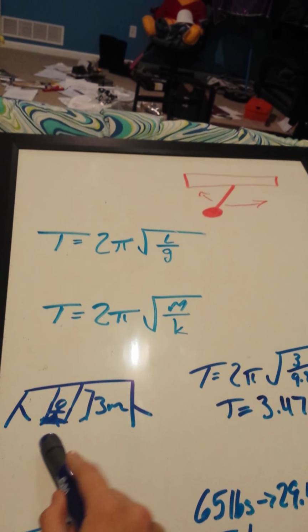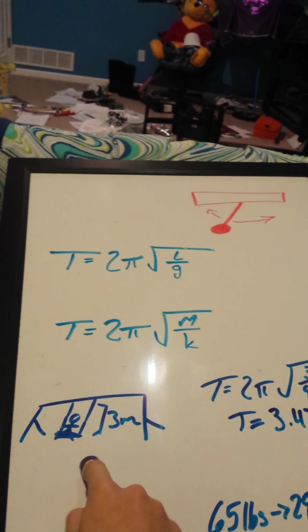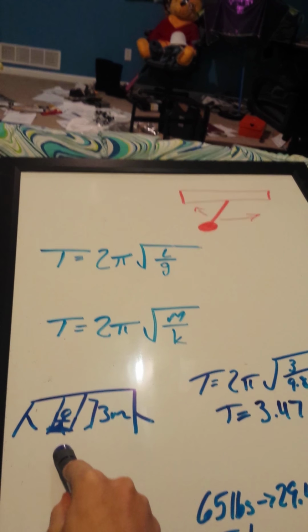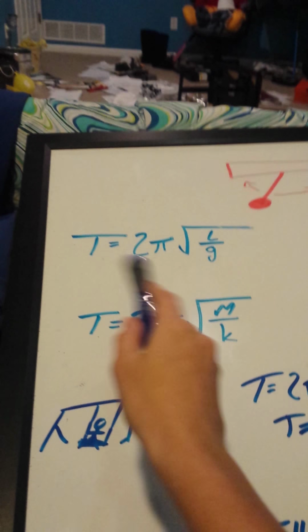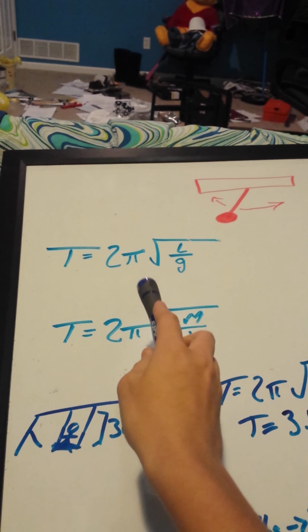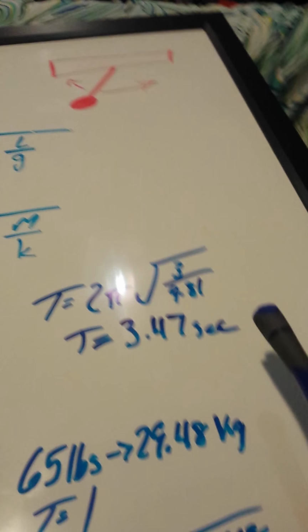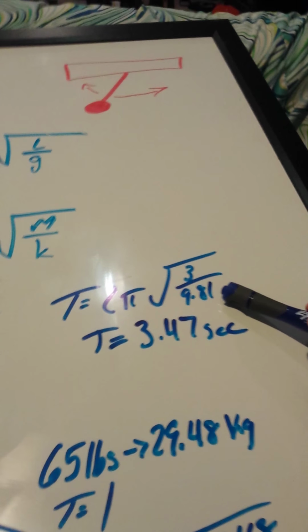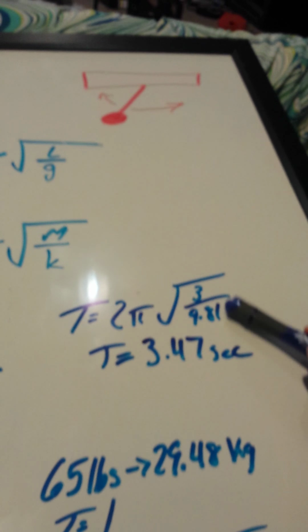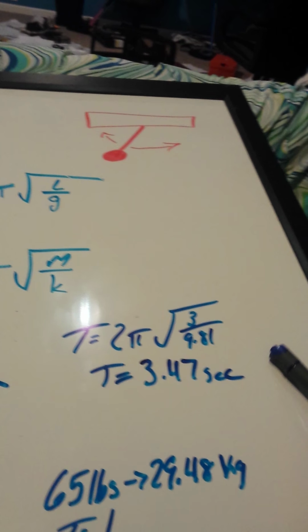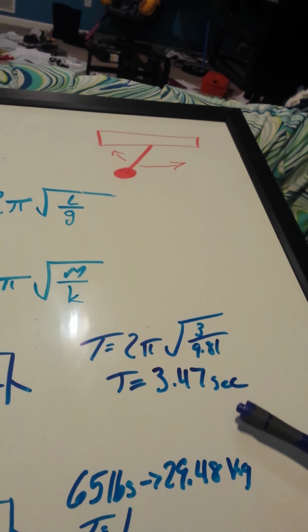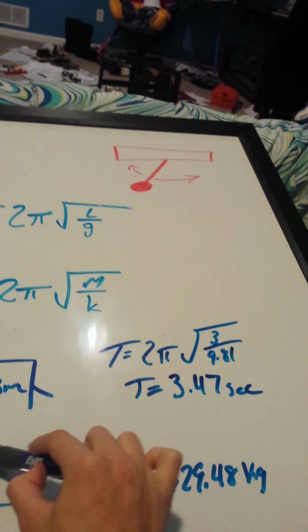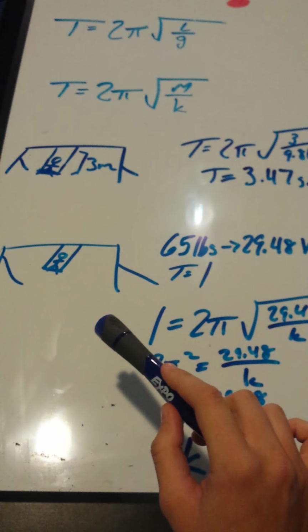The example I chose was if a kid was swinging on a swing and the chain was 3 meters, then you'd use that one for simple harmonics. And you would plug in 3 and 9.81 for the length and gravity. And so you'd get 3.47 seconds for the period. So in order to go back and forth, it would take 3.47 seconds.